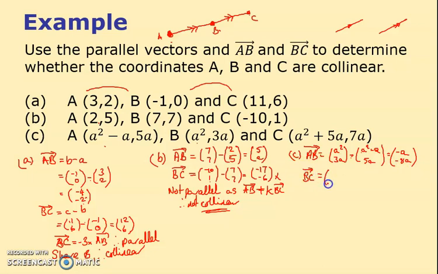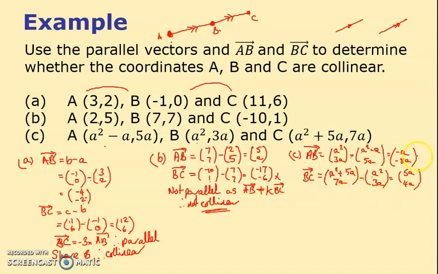BC equals a squared plus 5a, a squared plus 5a. Notice I'm doing C first, and I take away the B. What's it? So it's a squared and 3a. So easy. The a squareds cancel again. I think I get 5a there. 7a minus 3a I think is 4a. They don't look collinear to me.